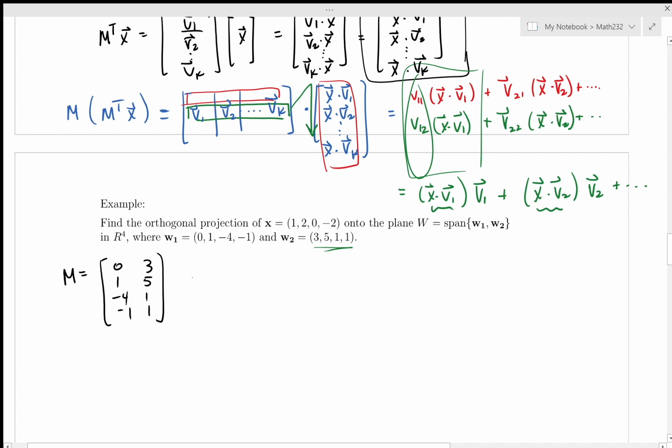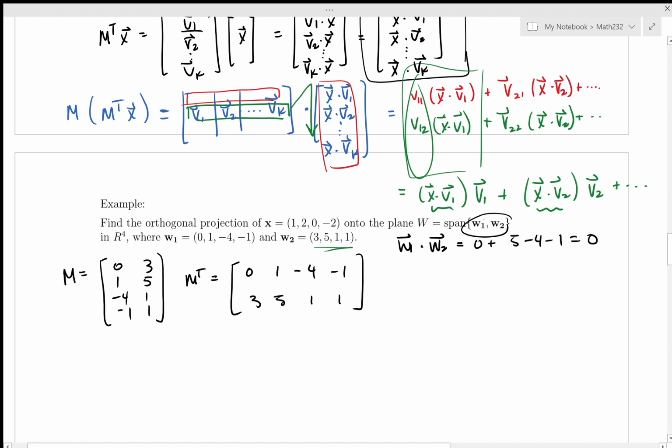And then I can write out the transpose. 0, 1, minus 4, minus 1, 3, 5, 1, 1. Now, there's only two vectors. I could take the dot product. That would be fairly fast to see if they're orthogonal. Just going to show you how these whole things come together. So I take the dot product. That's going to be 0 plus 5 minus 4 minus 1. That's 0. Okay, so W1 and W2 are an orthogonal basis, but they're not orthonormal.